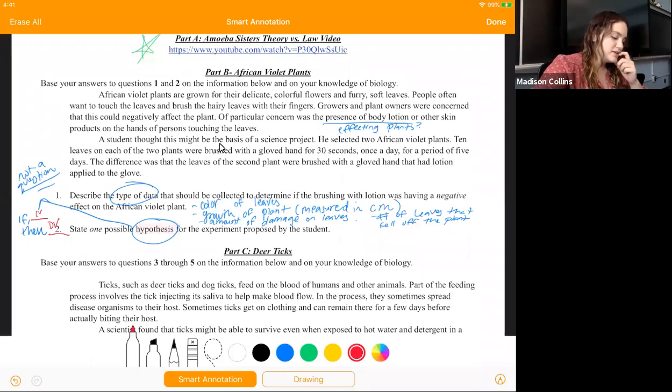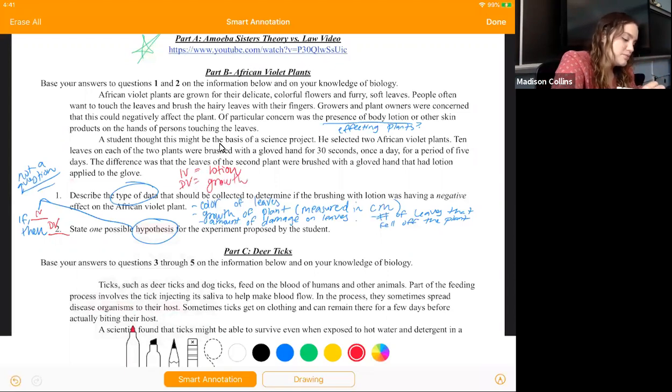Okay, so in our experiment, what is our independent variable? Well, our independent variable is going to be what we're changing. And what we're changing in this experiment is the lotion, the presence of lotion. And the DV is going to be how it affects the plant. So let's say that we're going to be measuring growth.